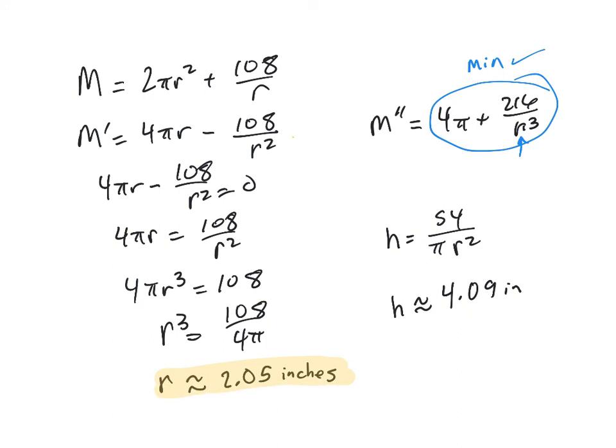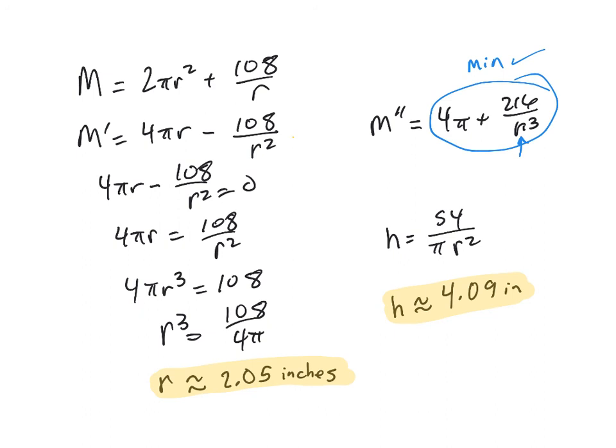Okay. So we've read the problem, we've done the math, we've found the minimum values, and more importantly, we've read and answered the question that was posed. The question was, what dimensions are we going to send to our boss? And the dimensions are the radius of 2.05 inches and the height of 4.09 inches.